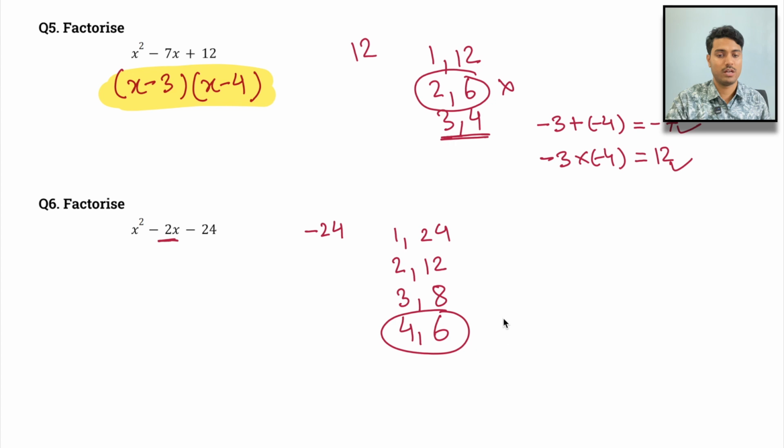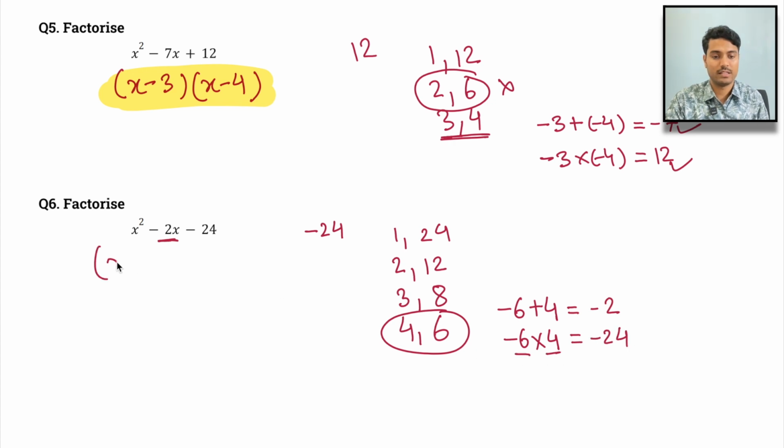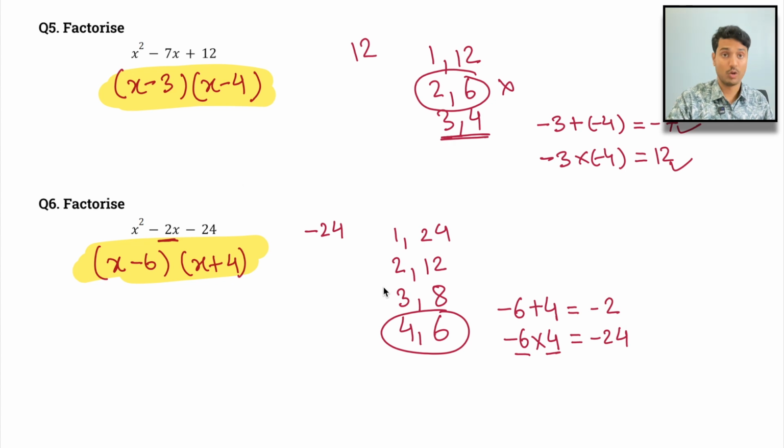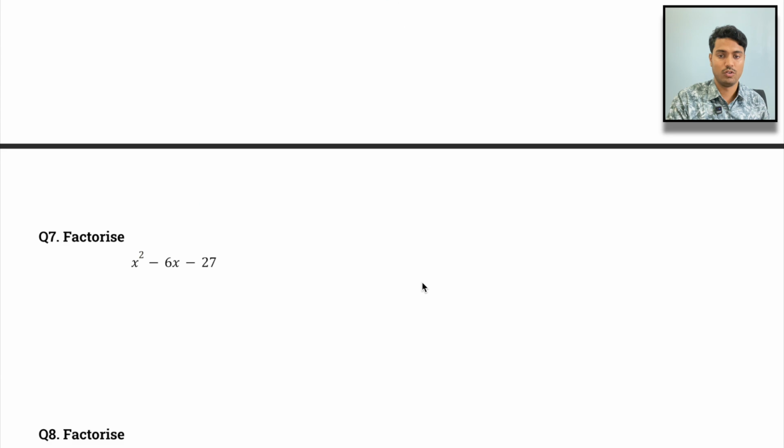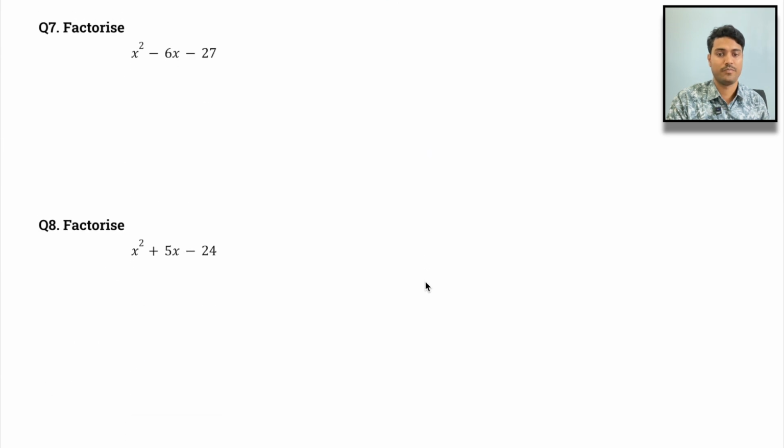So now we can check. We can take negative 6 plus 4 to get negative 2, and negative 6 multiplied by 4 to get negative 24. That means negative 6 and 4. So x minus 6 and x plus 4 is the answer, are the factors of the given quadratic expression. So this is how we check. I hope the audio is clear. Let's move on to question number 7.